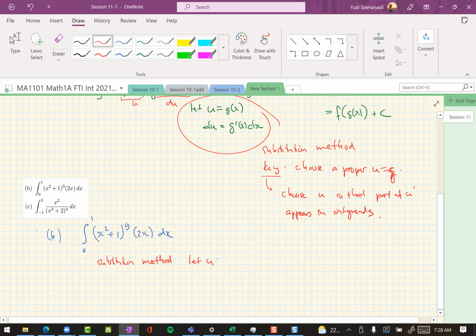So we let u equal... In this case, u prime should be part of the integral. Here we have x squared plus 1. If we choose u equal to x squared plus 1, then the derivative 2x should be here, and it is exactly 2x. So we choose u to be that one. Then du equals 2x dx. That's exactly it.